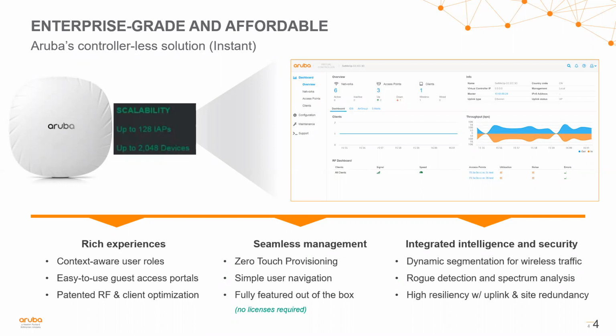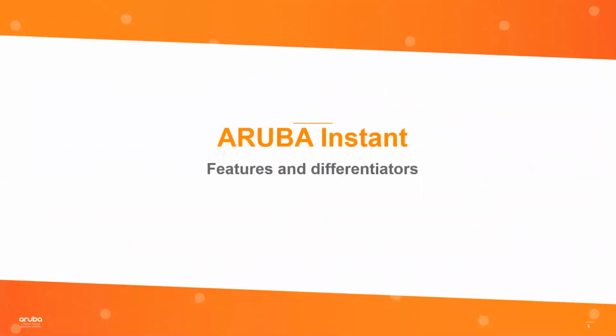We also have integrated intelligence and security. Dynamic segmentation actually comes from our wireless side, and it's part of the Instant solution. We have rogue detection and spectrum analysis, again without a controller, and we're one of the only vendors out there that is able to put a WIPS solution together without some kind of additional software or control plane. We're able to do that just with the access points. And as I mentioned before, we have high resiliency and site redundancy just based on the way the Instant architecture works. All right, so what are some of the features?